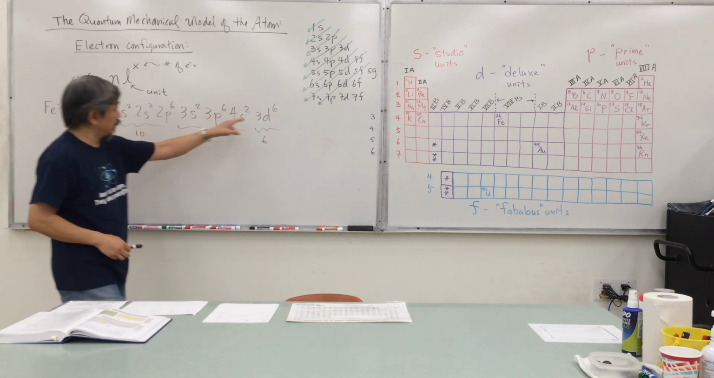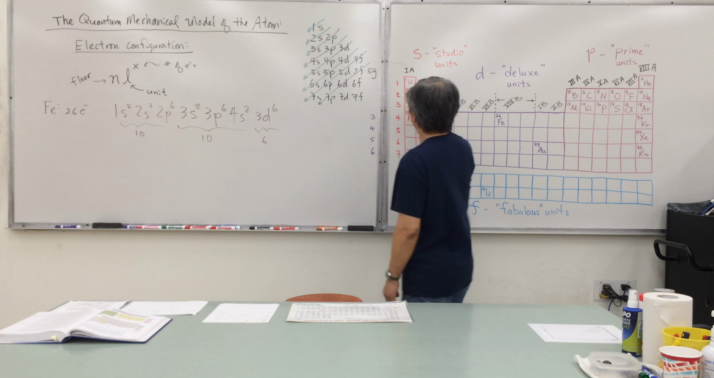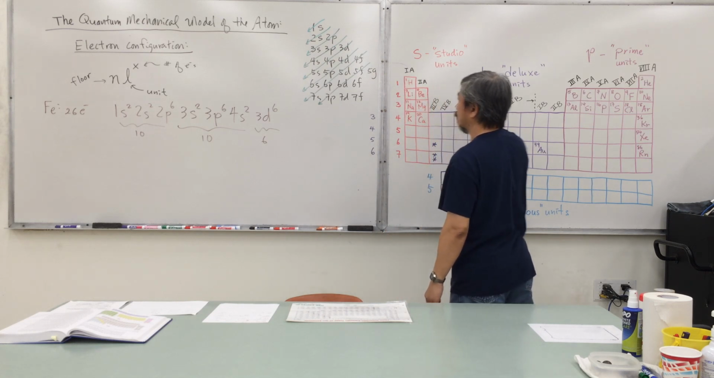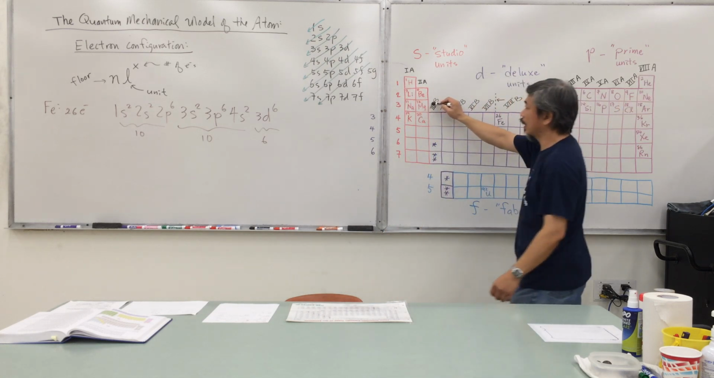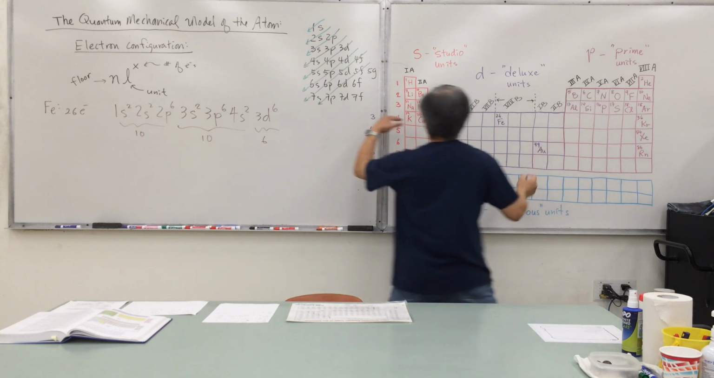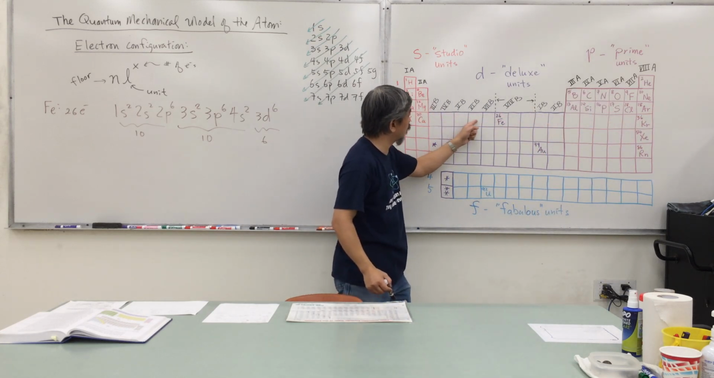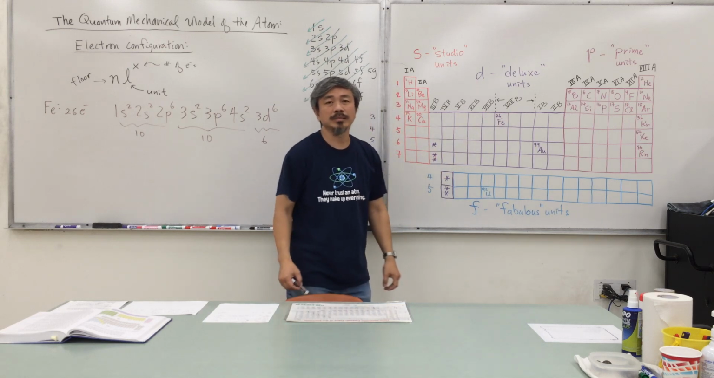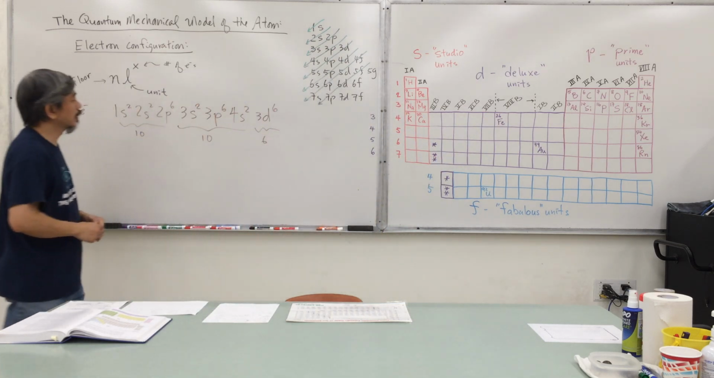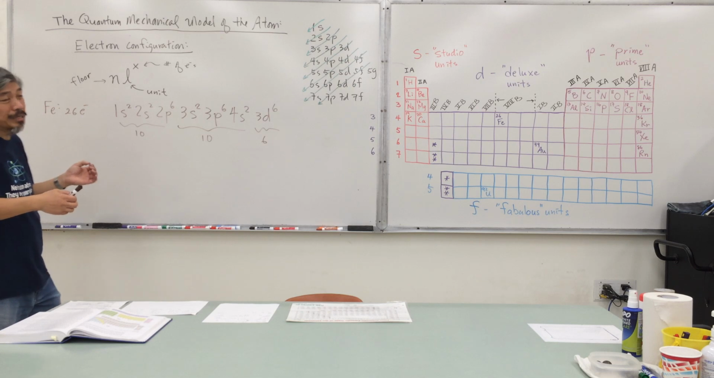So notice if you kind of trace it here, you can actually see it here as well. Okay? So 1s, 2s, 2p, 3s, 3p, 4s, and then 3d right here. And then 1, 2, 3, 4, 5, 6. There it is. Okay, 6. Right there.